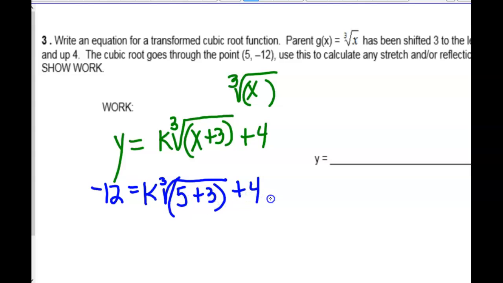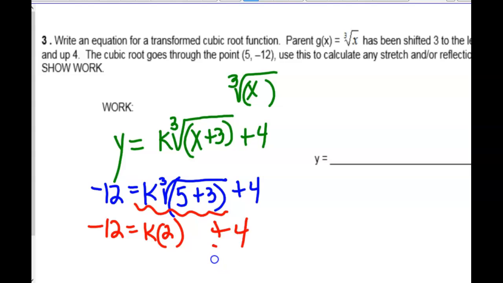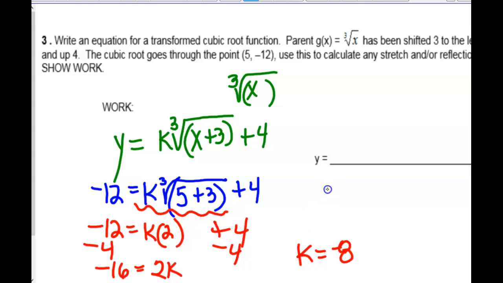Now, do we add the 4 on the back? This is multiply right here, yes? So we have negative 12 equals k times 2 plus 4. So we have to subtract 4. So K. I got k equals negative 8. Did anyone else get that? Negative 8 cubed roots of x plus 3 with a plus 4 on the outside.